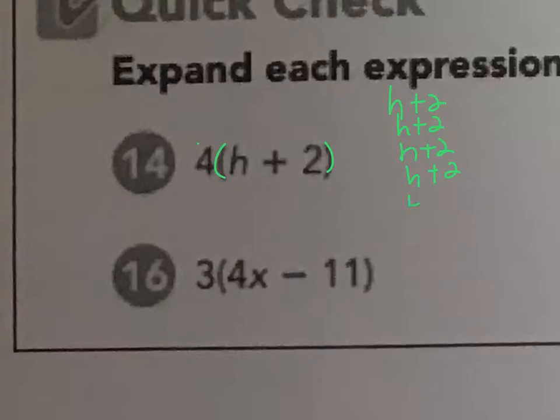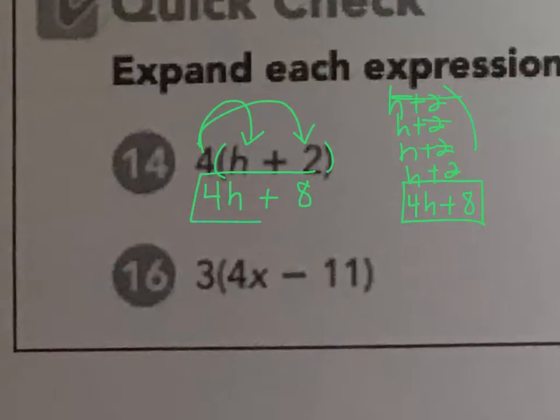But there's 4 h's plus 2, 4, 6, 8. Plus 8. That's 4 groups. See how there's 4? 1, 2, 3, 4. If I was really thinking it out, that's how I would solve that. But I know how to distribute. I'll go 4 times h is 4h plus 4 times 2, which is 8. So there's your multiplication way to distribute.